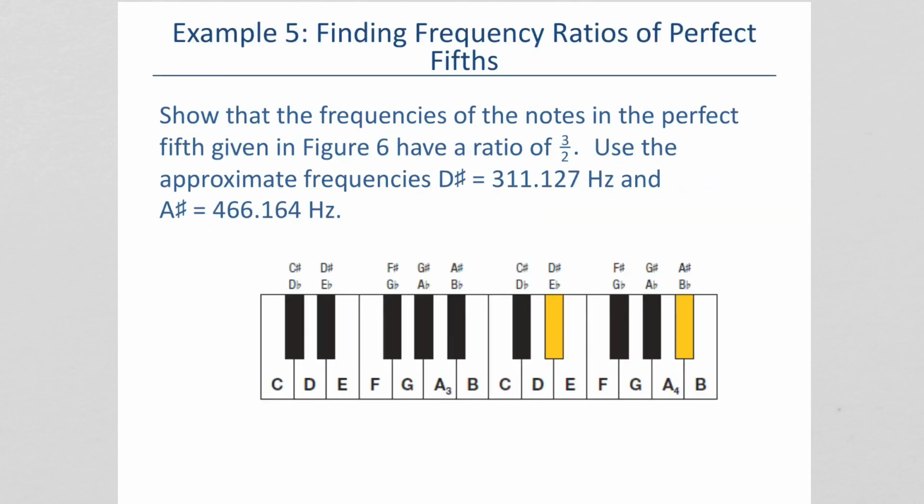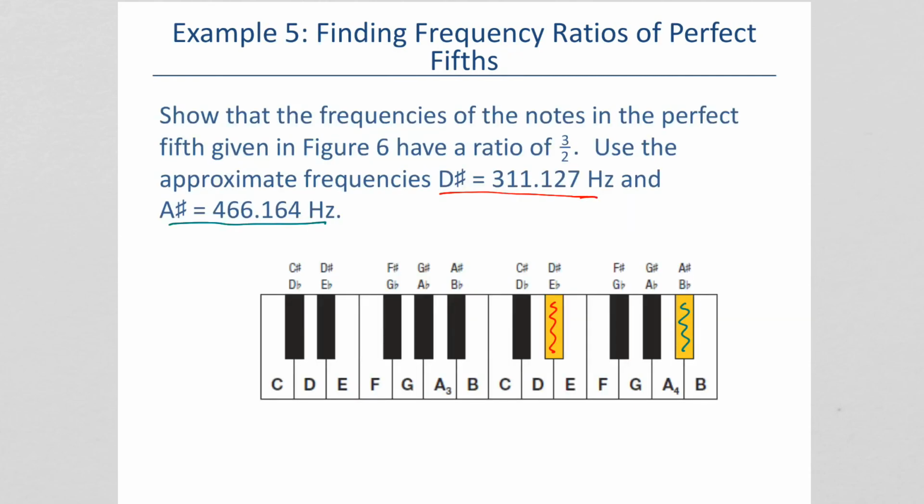Show that the frequencies of the notes in the perfect fifth in Figure 6 have the ratio of 3 to 2. And the approximate frequency of D sharp is 311.127 hertz. And the frequency of A sharp is 466.164 hertz.